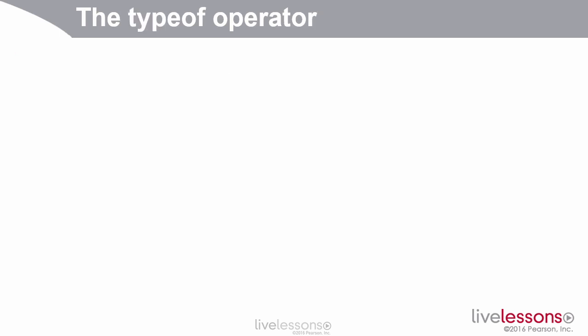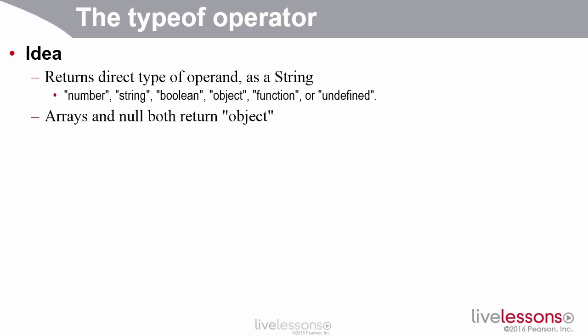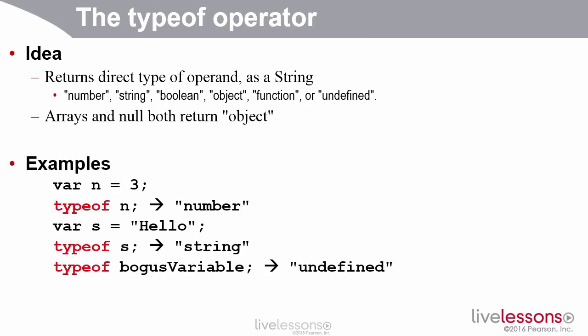The typeof operator is also sometimes useful, and it has a small set of possible values. You give an operand, and you ask typeof, and it either says number, string, Boolean, object, function, or undefined. That's it. It won't say person, it won't say circle, it just says those possible values. And arrays and null, they all say object. So, typeof a variable, it'll say number. Typeof a variable, it'll say string. Typeof, well, I never defined this variable, well, it won't crash, it'll just say undefined.